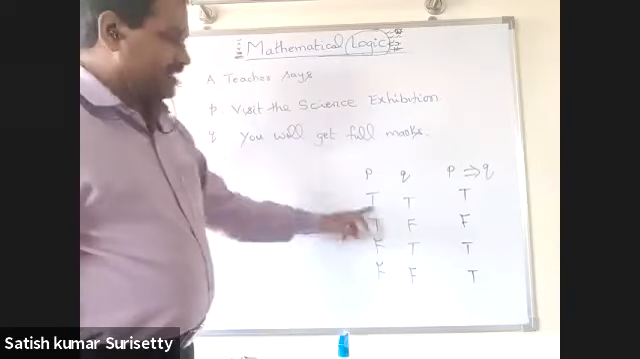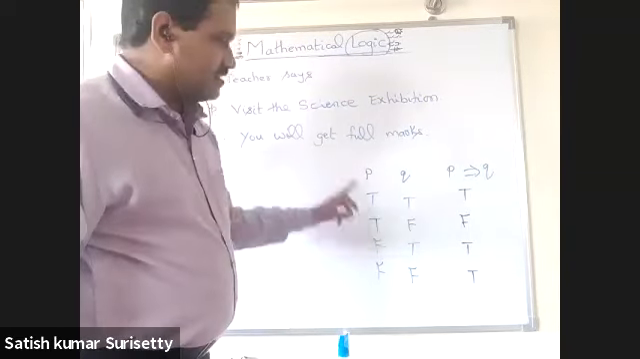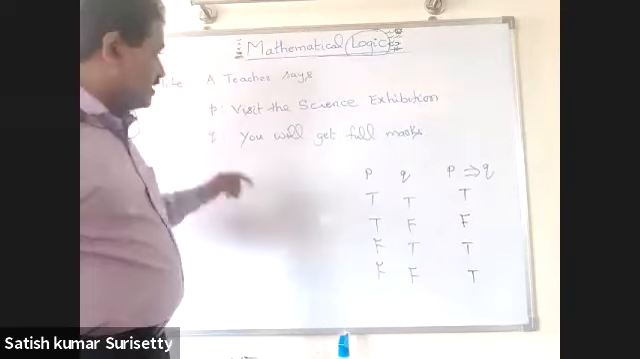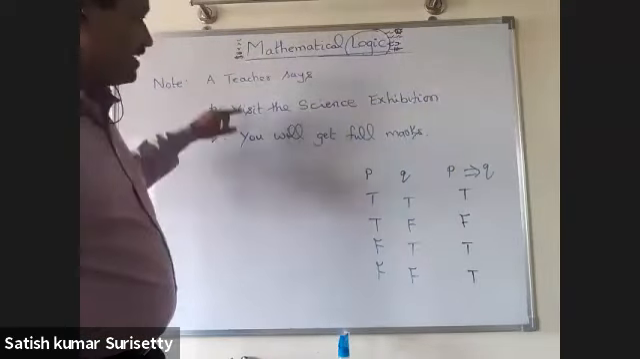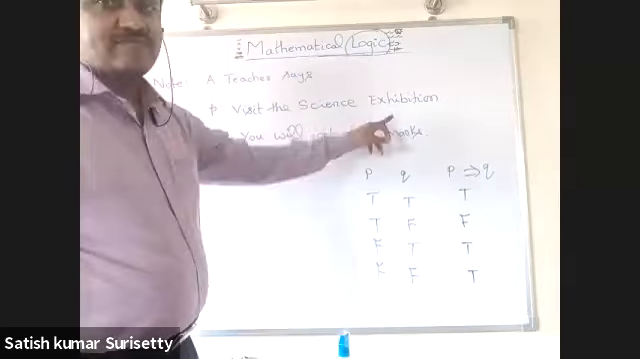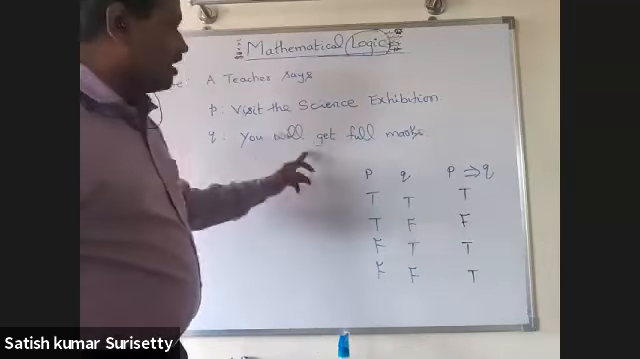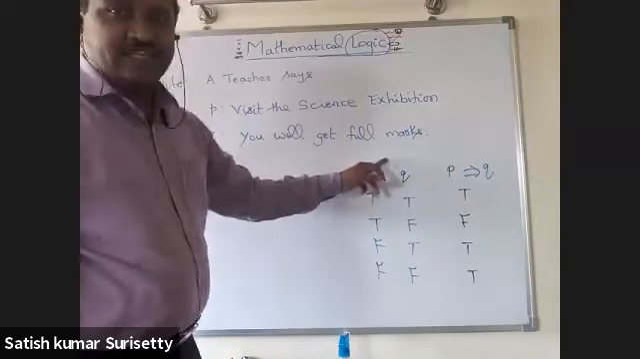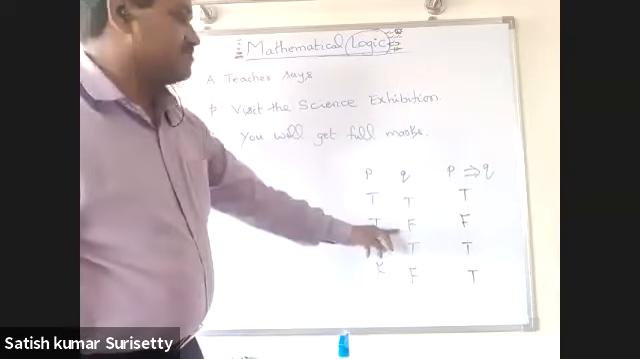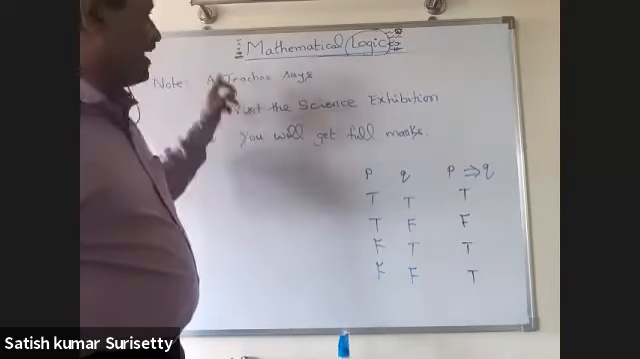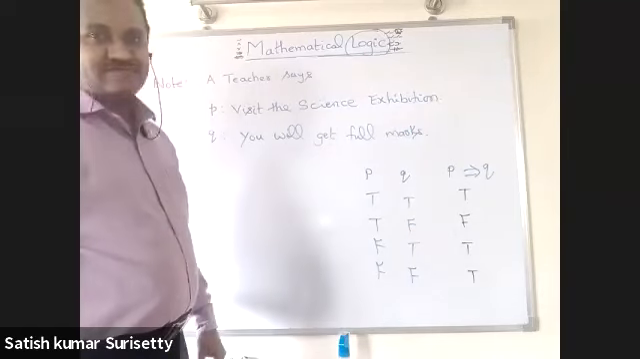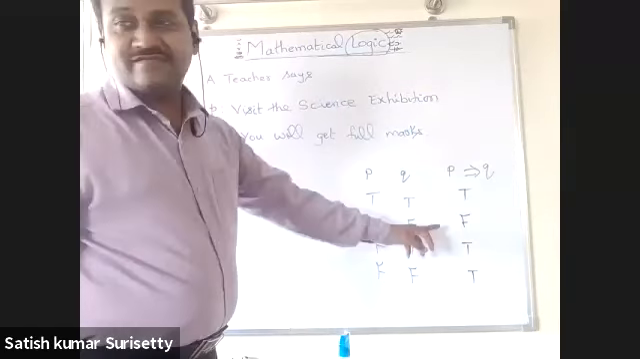Next, second case. For the second case, P is true, Q is false. That means you have visited the science exhibition and you did not get full marks. Q is false means you will not get full marks. Then what will you conclude? The teacher is saying what? False. Are you understanding? Yes.